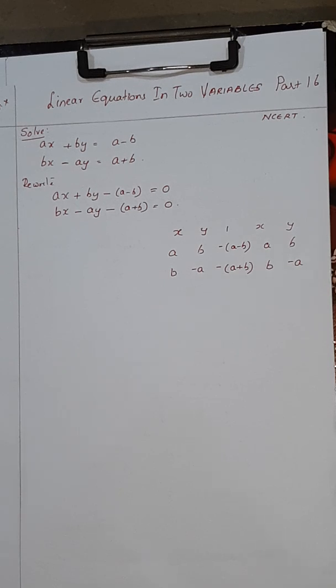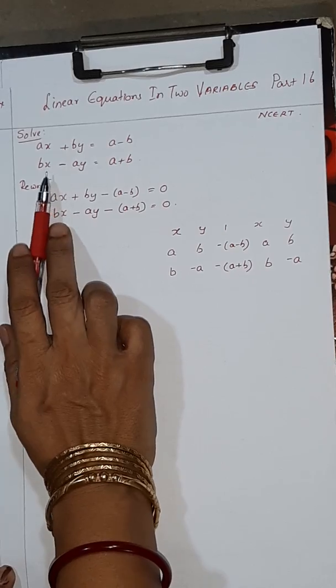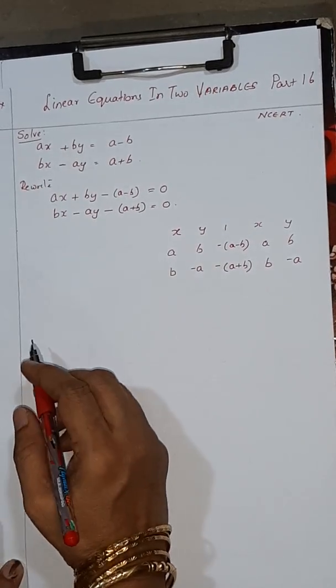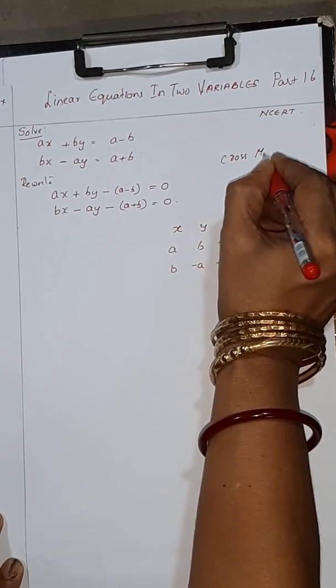Linear equations in two variables for standard 10, and this is part 16. Till now we were doing all word problems. Here we will solve and find the value of x and y using the cross multiplication method.